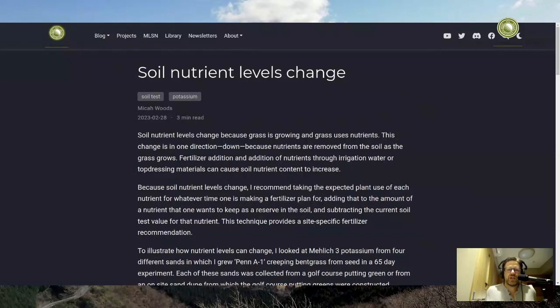So the soil nutrient levels change. And I remembered that this experiment that I did in 2005 was a short experiment. It was just 65 days long. And I remembered I had data of how the soil potassium levels changed. I have data on how a lot of soil nutrient levels changed, but it was one where potassium changed a lot, and each of these four different sands had a different starting potassium level.